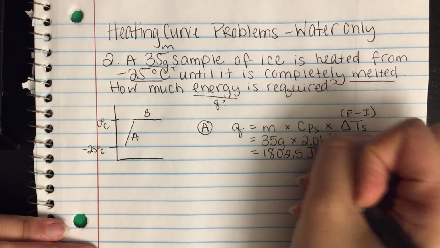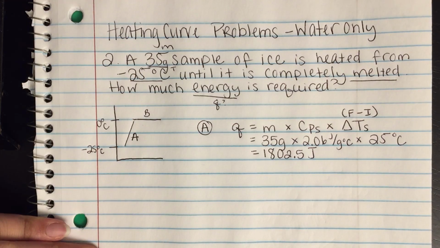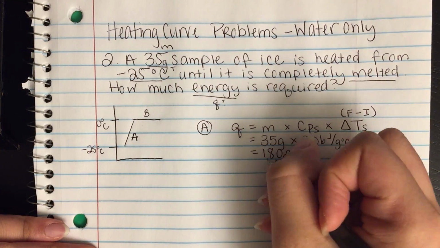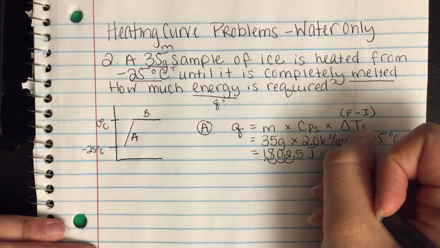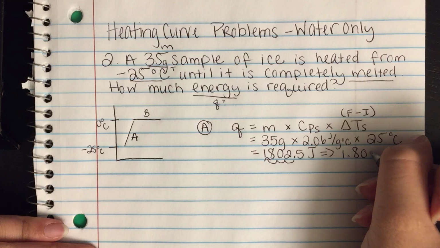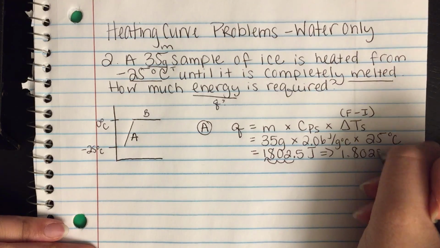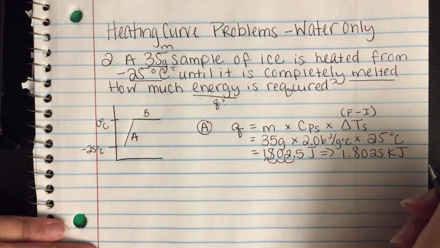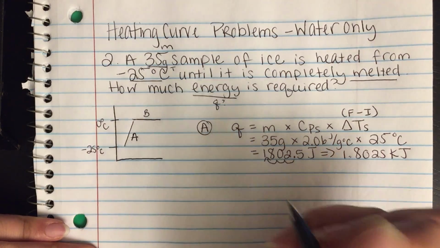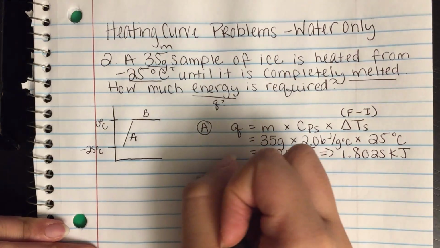1,802.5 joules. Now, if you remember, we want all our answers to be in kilojoules. So I'm going to move this over, and that's going to turn that into 1.8025 kilojoules. Okay, we're done with that. Now we're moving on to part B.